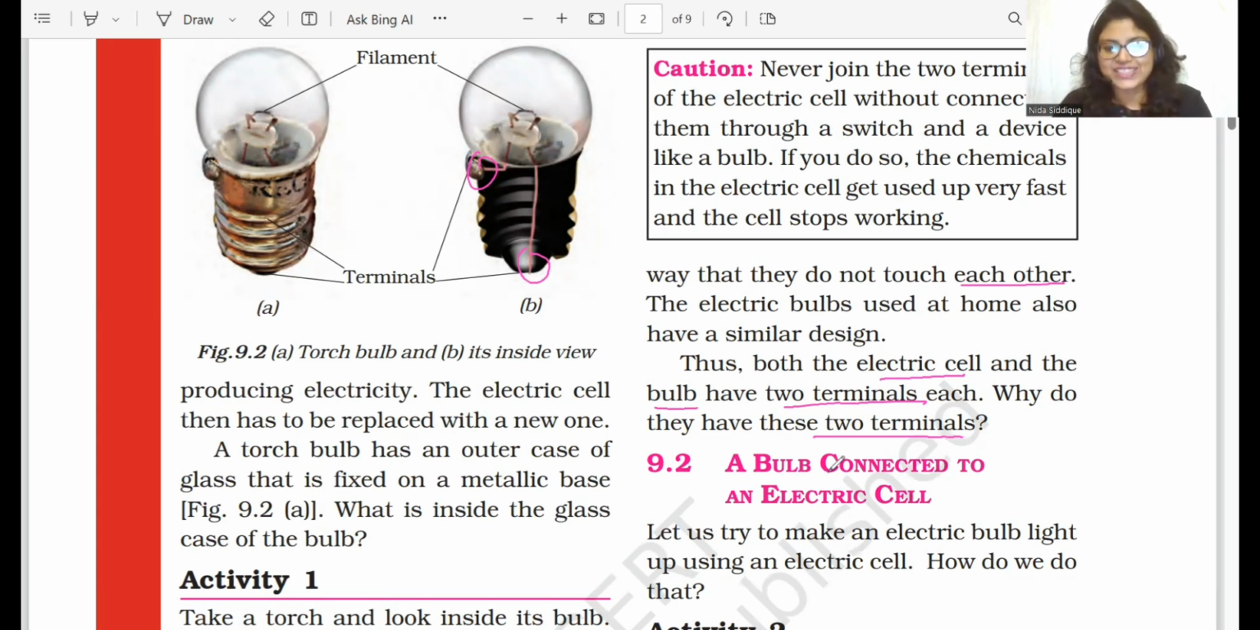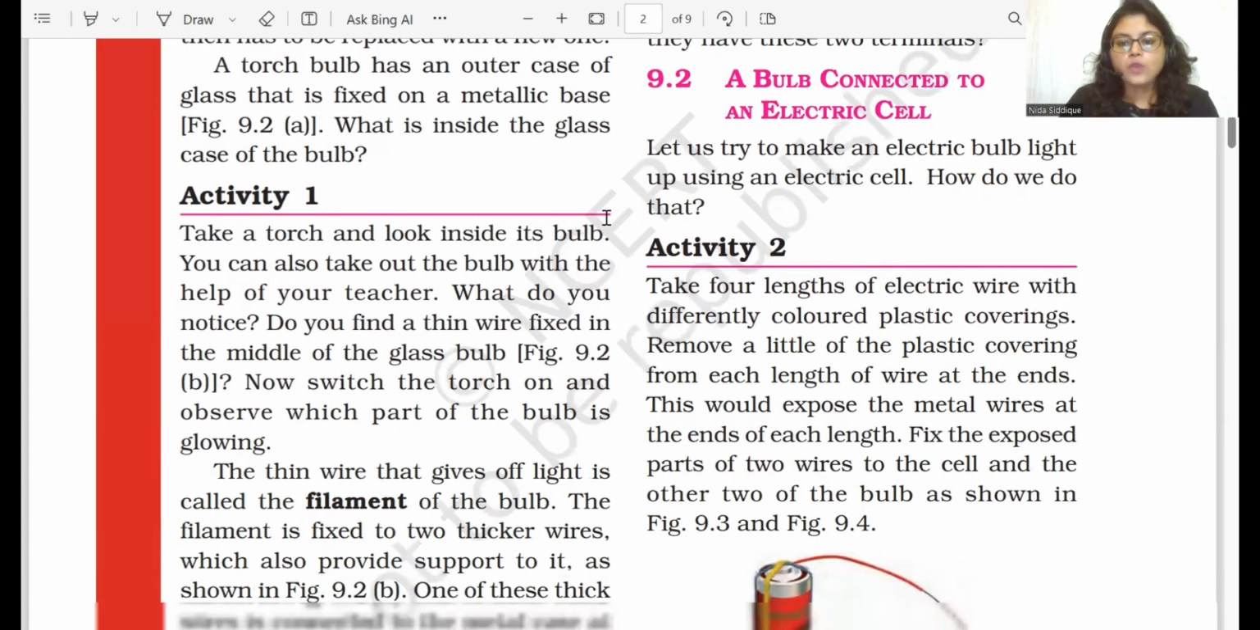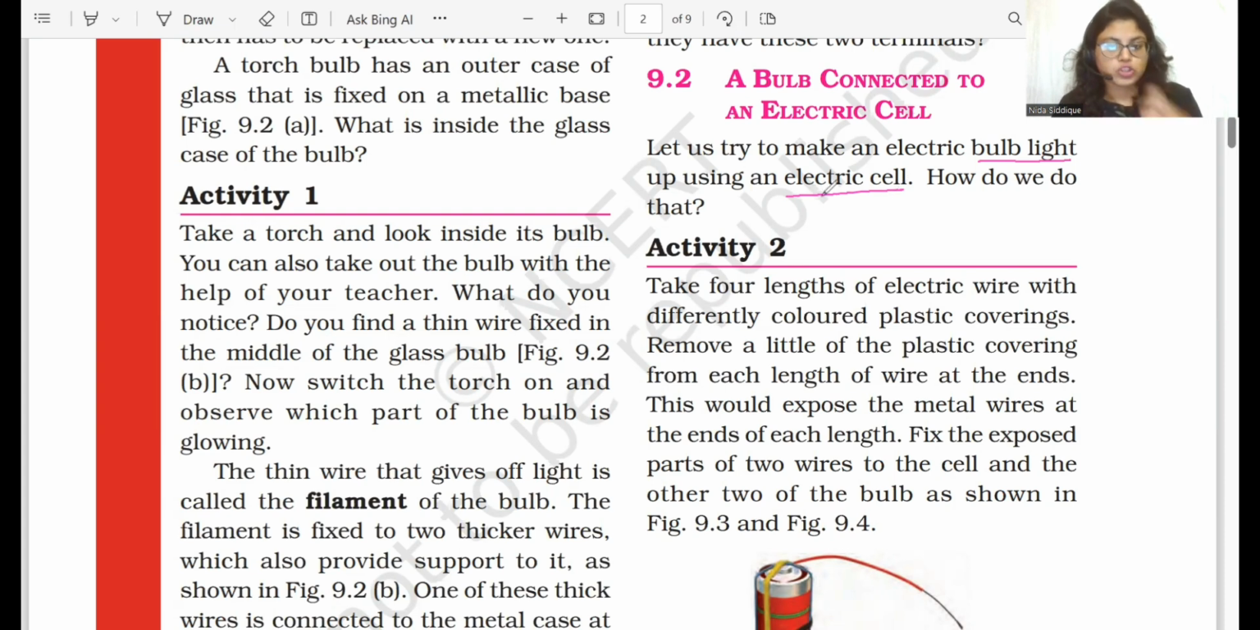Let's find out. Let's learn about how a bulb can be connected to an electric cell. So we will try to make an electric bulb light using an electric cell. Okay, हम कोशिश करेंगे कि एक electric bulb वो glow करे and इसके लिए हमें चाहिए होगा एक electric cell. So how are we going to do that? Let's perform our activity 2.